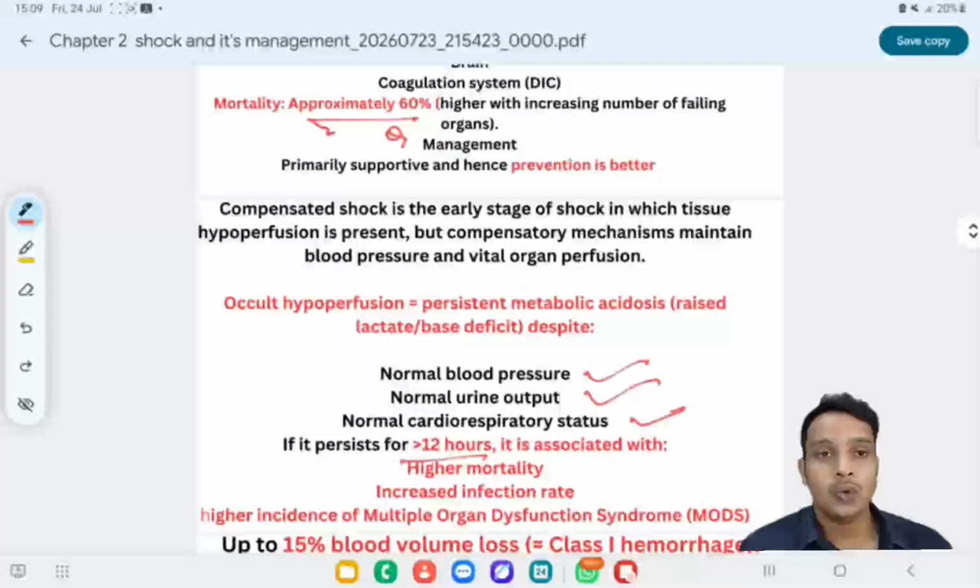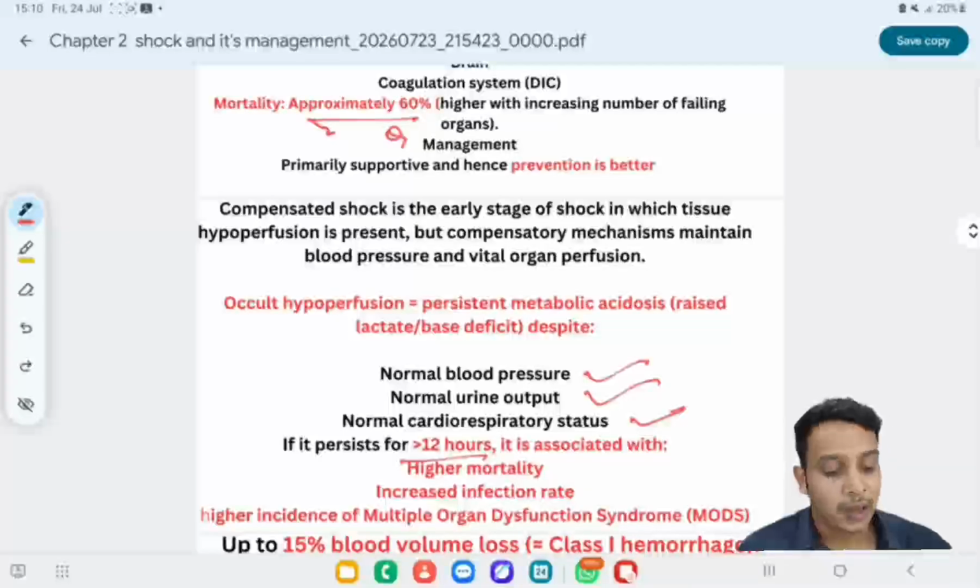So don't think that your patient's vitals are normal and the patient is fine. The patient may be bleeding somewhere internally, maintaining vitals because of compensatory mechanisms, and you just think that your shock treatment is over. Always go and think about the end point of resuscitation, which we are going to cover in the next session. If you miss this occult hypoperfusion, there are 12 times the chances, and if it lasts more than 12 hours, there are increased chances of MODS, increased chances of cellular injury, and it leads to an increased infection rate also.